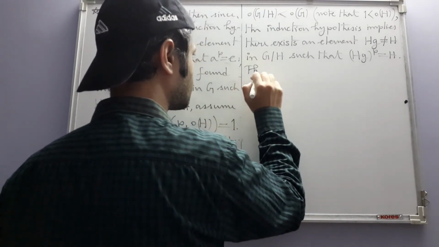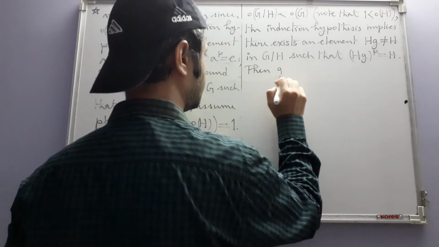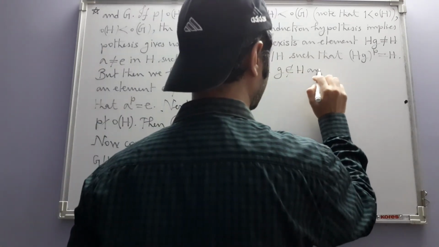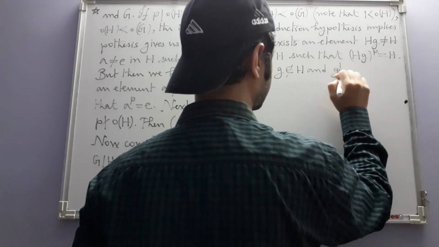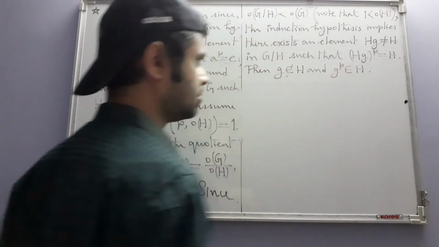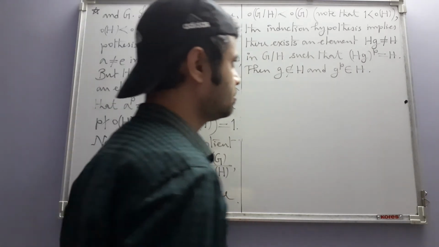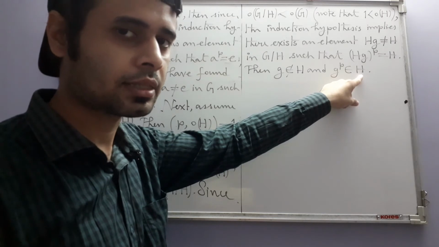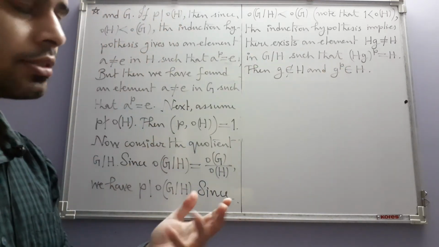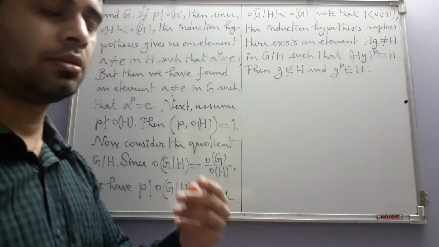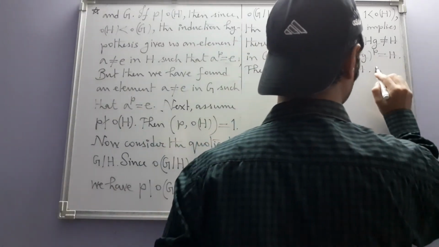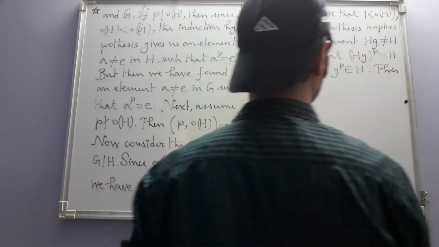Okay, now what do these conditions tell us? The first one tells us that G does not belong to H, and the second one tells us that G to the power P belongs to H. Okay, now note that since G to the power P belongs to H and H is a subgroup of G, by the second corollary to Lagrange's theorem, if we raise this to the power order of H, then we have to get the identity element of G.